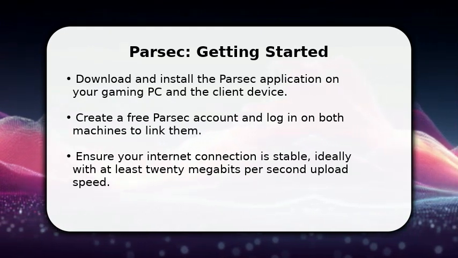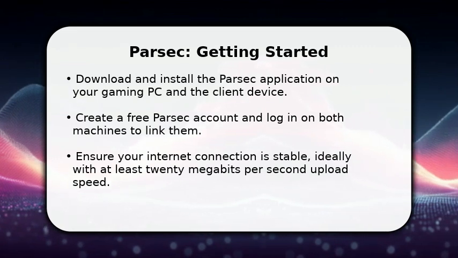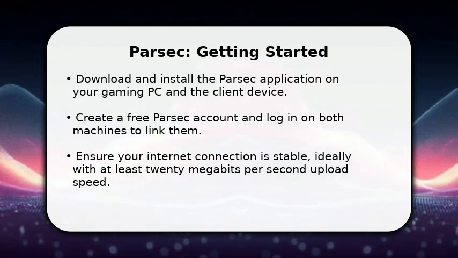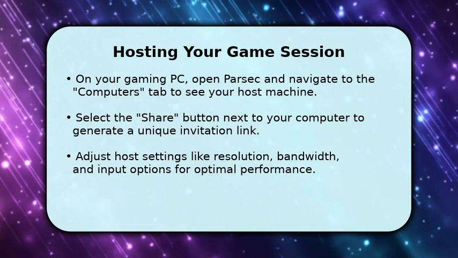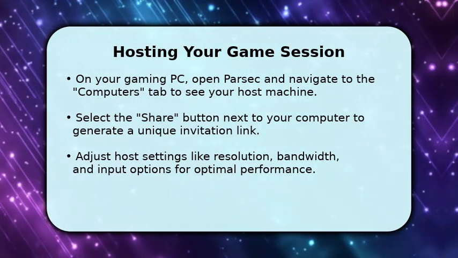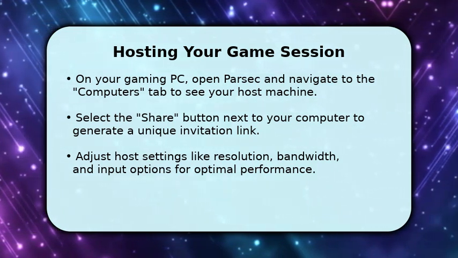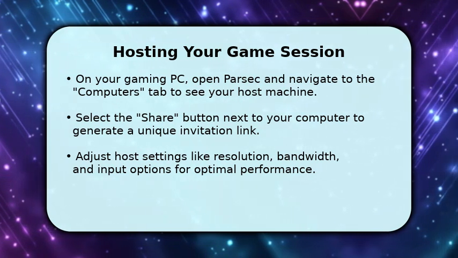It is crucial to have a stable internet connection, ideally with at least 20 megabits per second upload speed for the best experience. To host a game, open Parsec on your gaming PC and go to the Computers tab. You will see your host machine listed there. Simply select the Share button next to your computer to generate a unique invitation link.